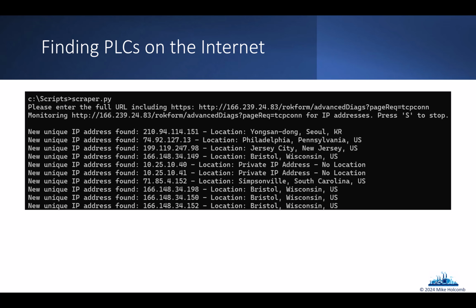And so you can see that when I first run it, it goes and says, oh, you have a connection from Seoul in Korea, right? One from Philadelphia, one from New Jersey, one from Wisconsin. Now there's private IP communication going on with that PLC. That's where we saw there was another host internally communicating with it. There's a connection from Simpsonville, South Carolina. That's me. And then there are these other connections from multiple different public IP addresses in Wisconsin. And we won't go further down that route.